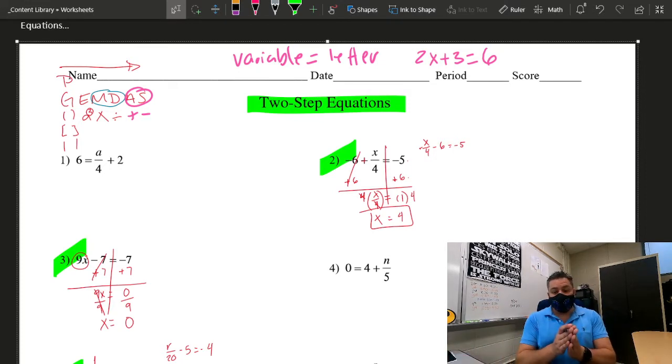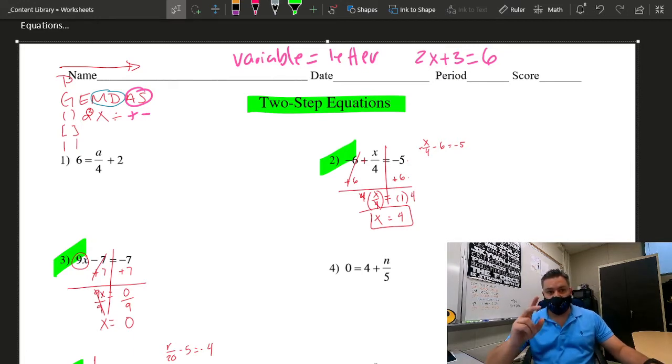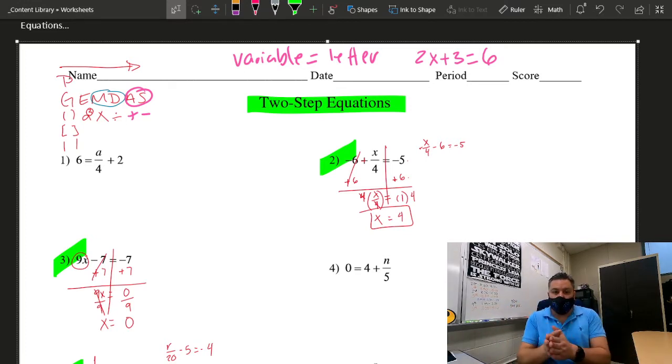And on one-variable two-step equations, just listen to this carefully. There's going to be two steps. The first step is always going to be either add or subtract, depending on what's happening. Once you're done with that step, the next step is going to be multiply or divide, depending on what's happening.